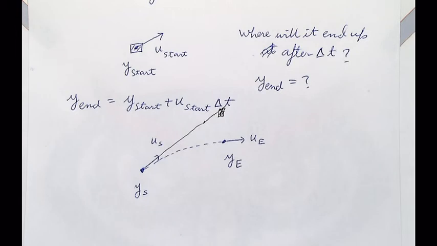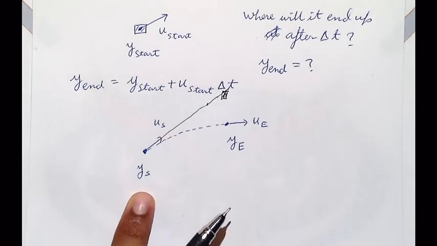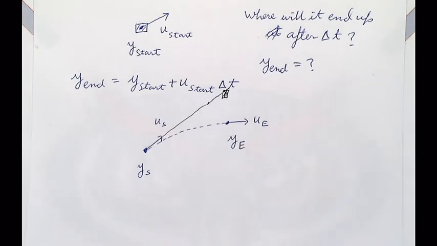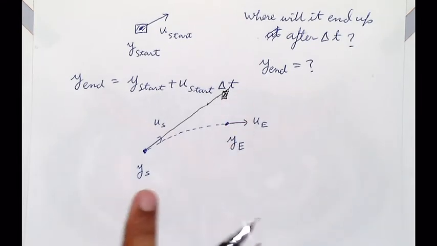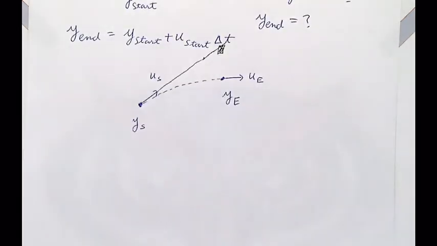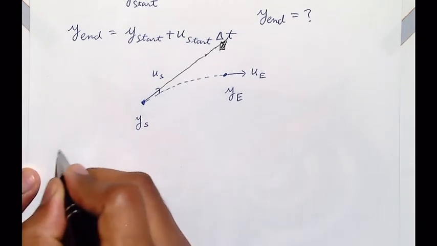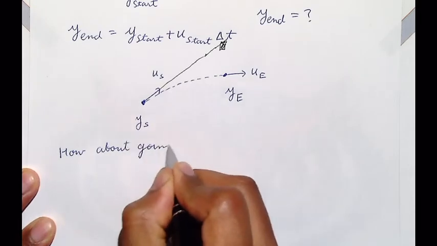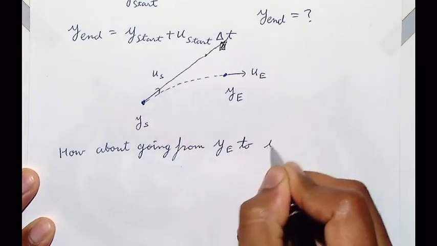Is that the only problem? Does mathematics care where you define y start to be? Can my y start have been here? Yeah, this could have been my y start, and I would have asked you what will happen in minus delta t time. The equations don't care, they will work exactly the same. So how about going from y end to y start?